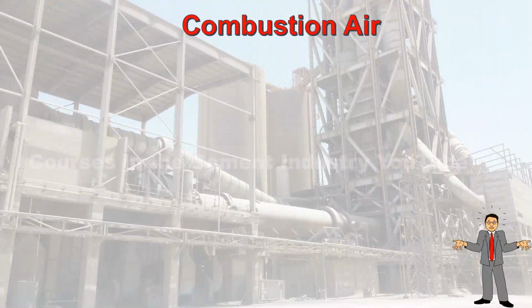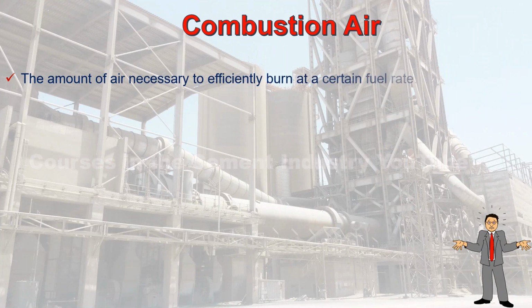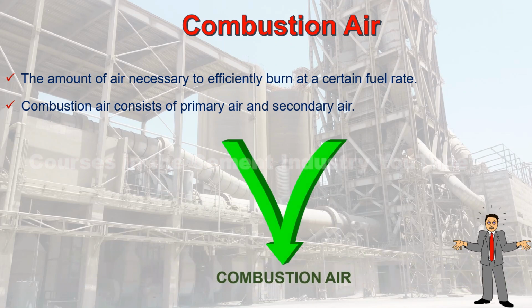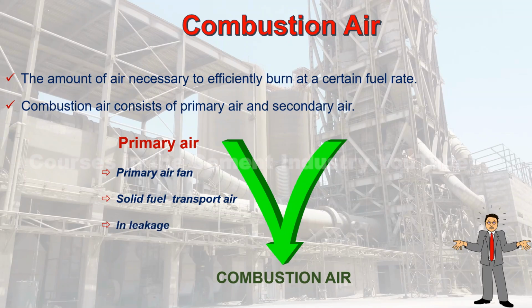Combustion air. 1. The amount of air necessary to efficiently burn at a certain fuel rate. 2. Combustion air consists of primary air and secondary air. Primary air includes: 1. Primary air fan. 2. Solid fuel transport air. 3. In leakage. Secondary air includes air from the cooler.